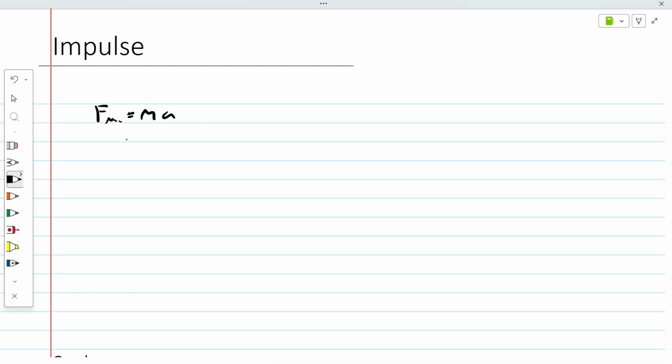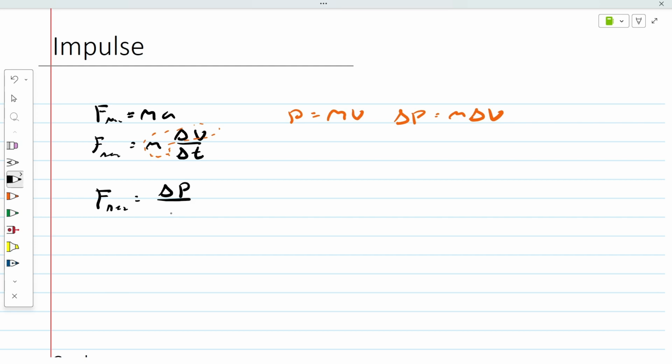We can rewrite this as the mass times what the acceleration equals, which is the change in velocity over the change in time. But you might notice here we have the mass times the change in velocity, and we just learned that momentum is mass times velocity, so the change in momentum will be the mass times the change in velocity. So we can plug in momentum here, and we get that the net force is equal to the change in momentum over the change in time. Okay, so that's one big equation that we'll use.